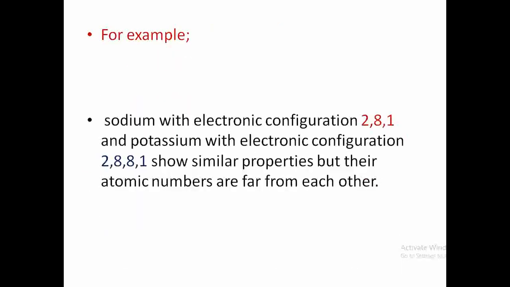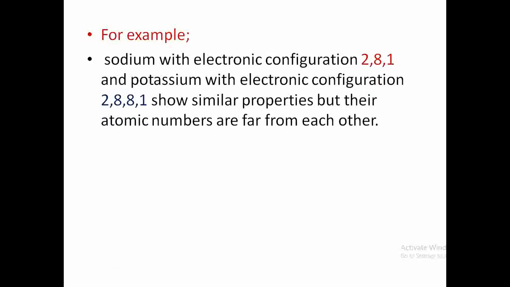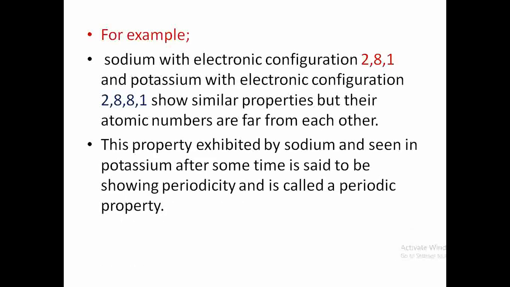For example, sodium with electronic configuration 2,8,1 and potassium with electronic configuration 2,8,8,1 show similar properties, but the atomic numbers are far from each other. They show similar properties because they have the same number of electrons in their outermost shell. This property exhibited by sodium and seen in potassium after some time is said to be showing periodicity and is called a periodic property.